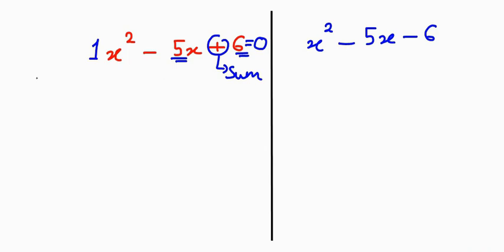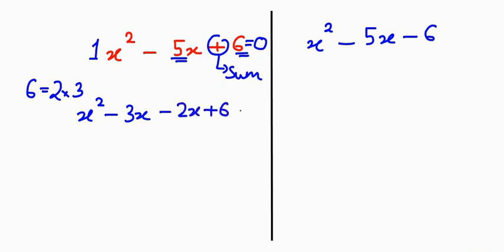Here, the factors of 6 will be 2 and 3. 2 plus 3 is 5, but we need negative 5x. We can't change the question. If we have negative 5x here, that's what we need. So we'll split the middle term: x square minus 3x minus 2x plus 6 is equal to 0. Now here, the middle term is still minus 3 plus minus 2, that will be equal to minus 5x.